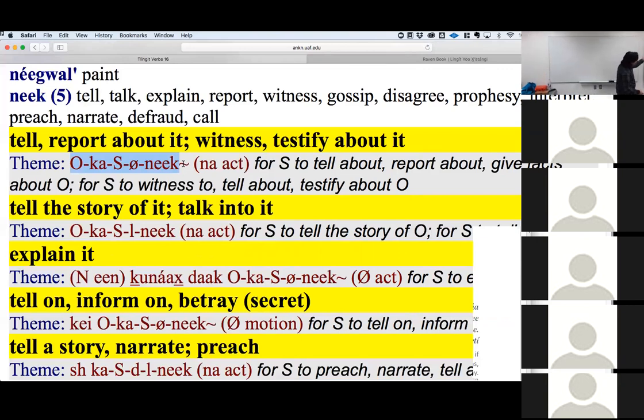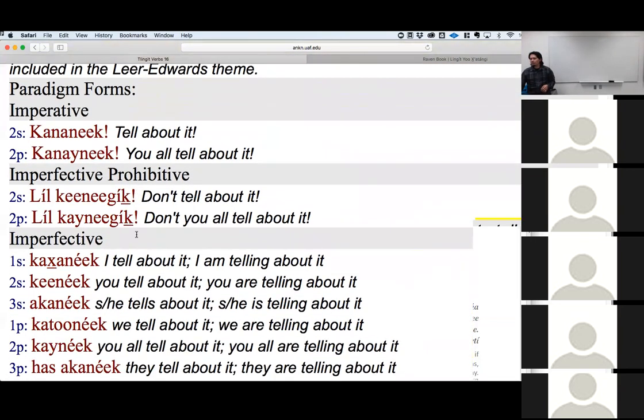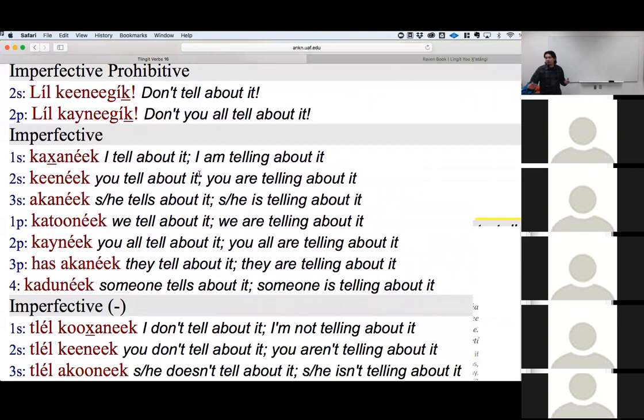So we get the definition. For the subject to tell about, report about, give facts about the object. For us to witness to, testify about the object, right? So this one shows us, right? So let's just go through these where we're changing the subject. Okay, so I am telling about it. And when we think about how this verb works, it's like, I'm giving you the scoop. I'm giving the information on this.